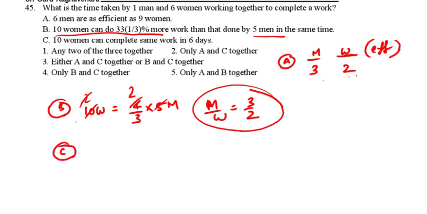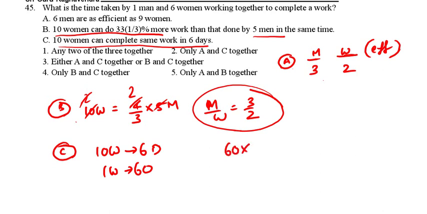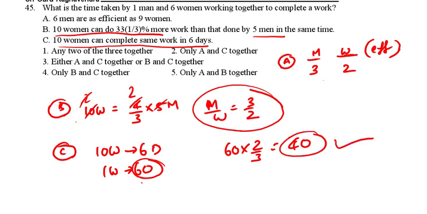C. 10 women can complete the same work in 6 days. 10 women, 6 days, so 1 woman, 60 days. 1 woman, 60 days means how many days will men take? 60 into 2 by 3 is 40 days. So 1 woman can complete the work in 60 days and 1 man can complete the work in 40 days.